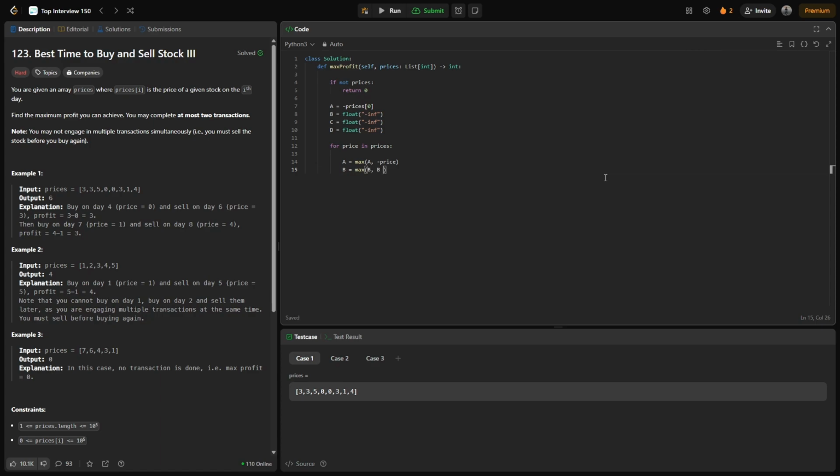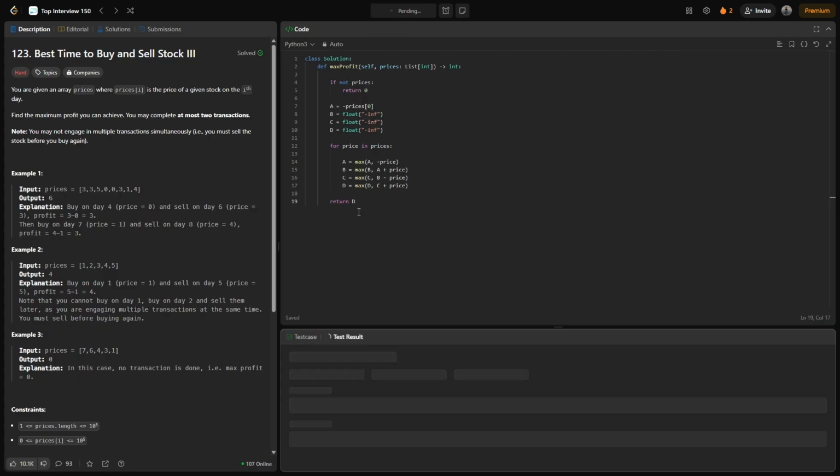At state B, it would be max of B, comma, A plus price, because in state B we are selling it. At C, it would be max of C, comma, B minus price, because in state C we are again purchasing it. And at state D, it would be max of D, comma, C plus price. And at last we can return the value, which is going to be in state D, because that would be the last state. Let me return it.